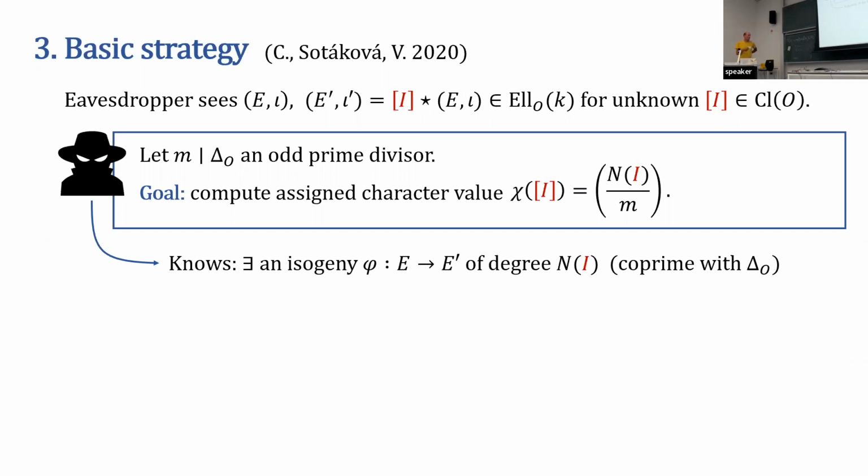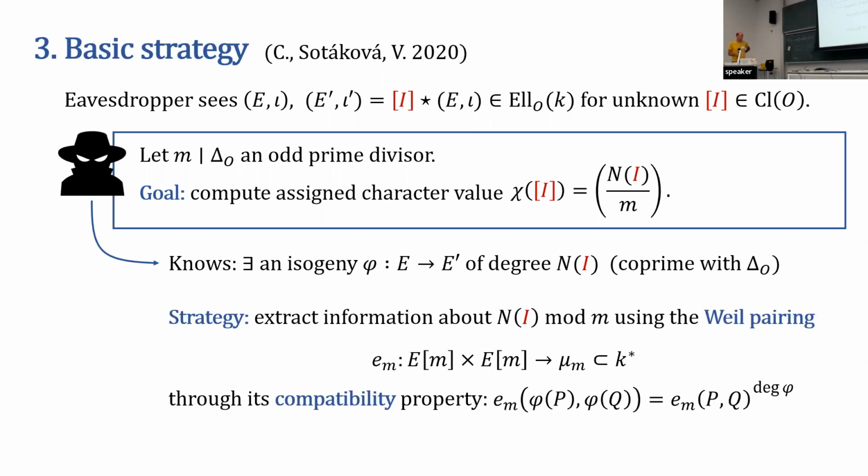And the main idea is to use pairings, and this goes back to this joint work with Jana. But here I formulated it in terms of the Weil pairing. In the previous work we used the Tate pairing. I will get back to that. But the strategy is really to extract information about this norm of I modulo M using the Weil pairing. Okay, because the Weil pairing satisfies this very nice property. So first of all, the Weil pairing is something which is efficient to compute. And secondly, you have this property of the Weil pairing. So that's the property that interests us.